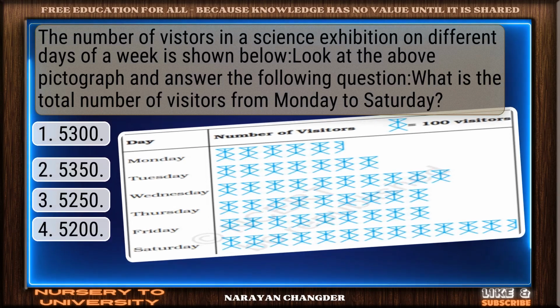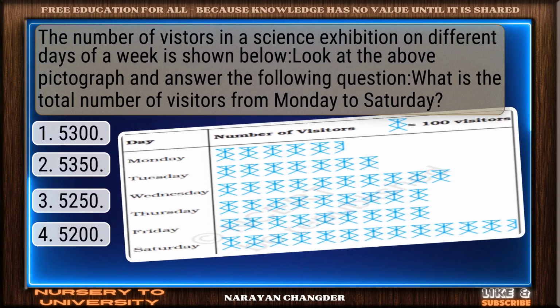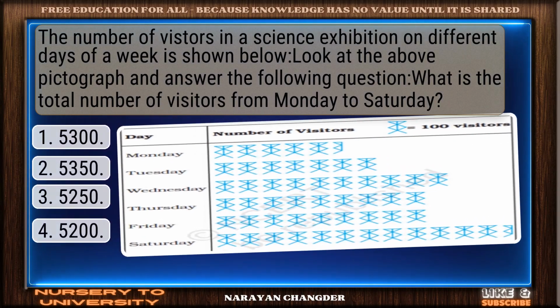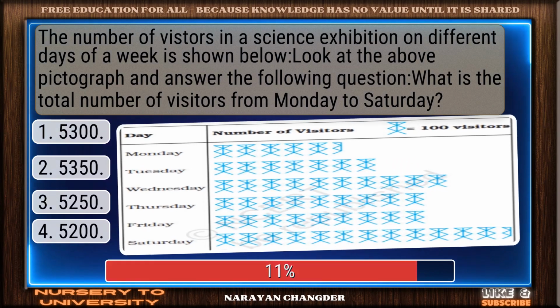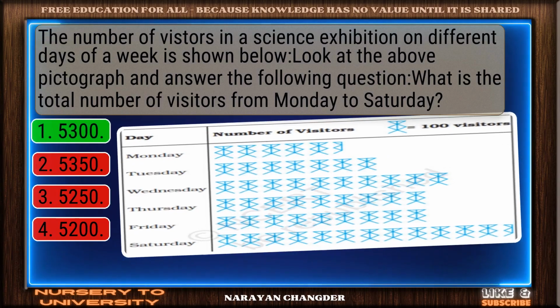The number of visitors in a science exhibition on different days of a week is shown below. Look at the above pictograph and answer the following question. What is the total number of visitors from Monday to Saturday? Bravo, 5300 is the answer.